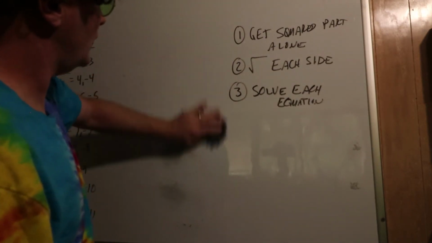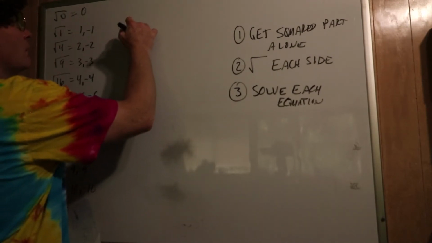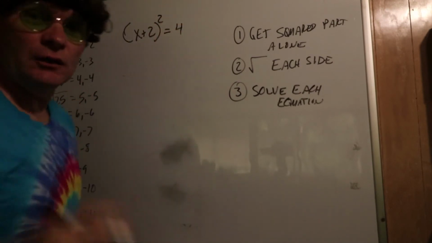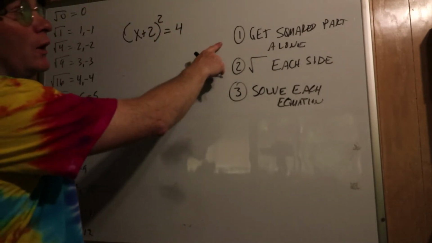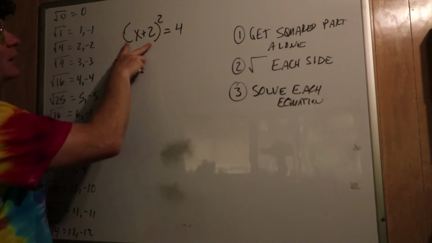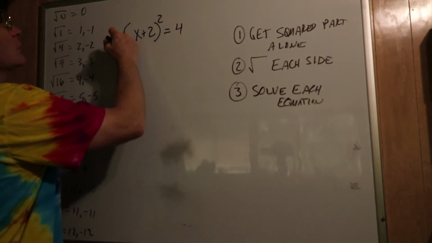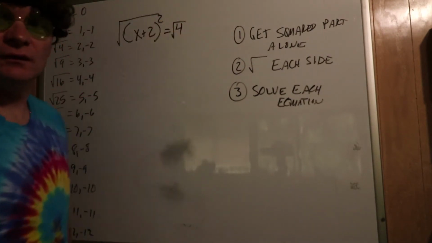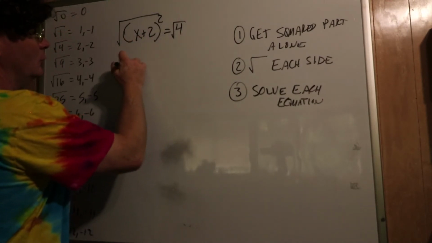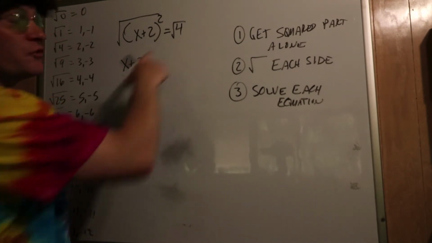Let's try some slightly more difficult ones. Here we go. X plus 2 squared equals 4. Step 1, get the squared part alone. This one's already by itself, right? We got this thing squared on the left side. Step 2, square root of each side. When you do the square root of x plus 2 squared, what you have left is x plus 2. What's the square root of 4?